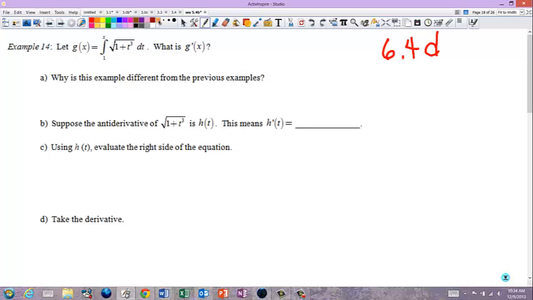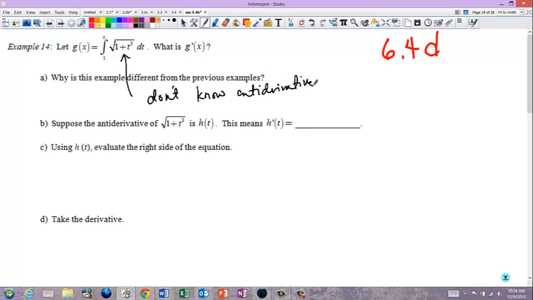Let g of x equal the integral from 1 to x of the square root of 1 plus t to the third dt. And it asks what is g prime of x. It says, why is this example different from the previous examples? Well, because we don't know what the antiderivative of the square root of 1 plus t to the third is. So we don't know the antiderivative.